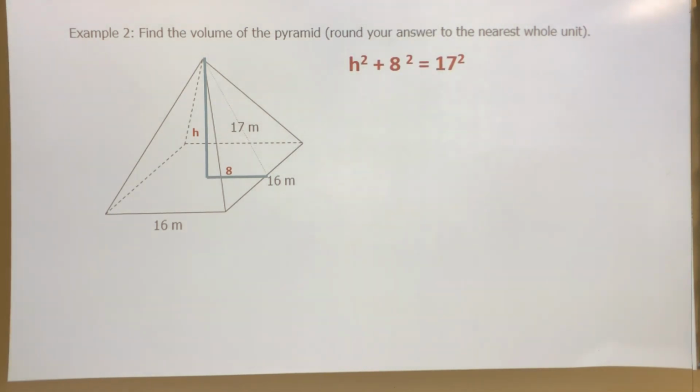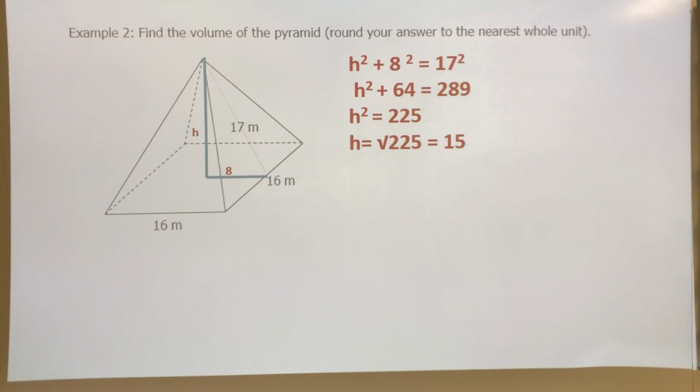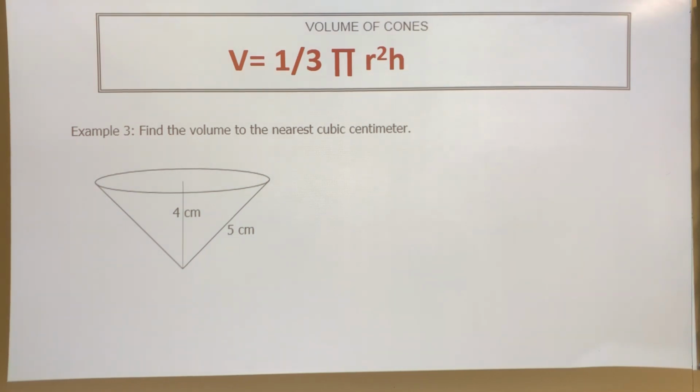So we're going to do our Pythagorean theorem. Keep in mind the slant height is our hypotenuse, and that's going to be by itself. And recall the 3 steps of Pythagorean theorem for this unit: square the numbers, subtract, and then square root that answer. So when we subtract 64 from 289, we get 225, and then we square root and get a height of 15. So now we have the information available to enter into our equation. So the base is 16 by 16 times the height divided by 3 gives us a total answer of 1,280 meters cubed.